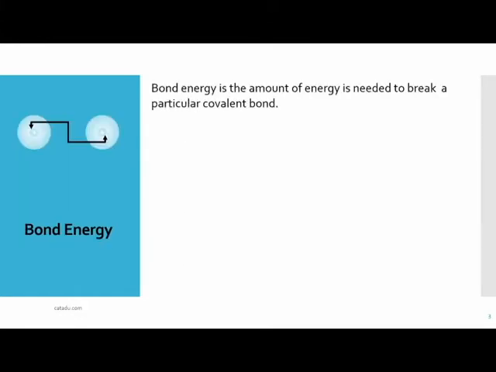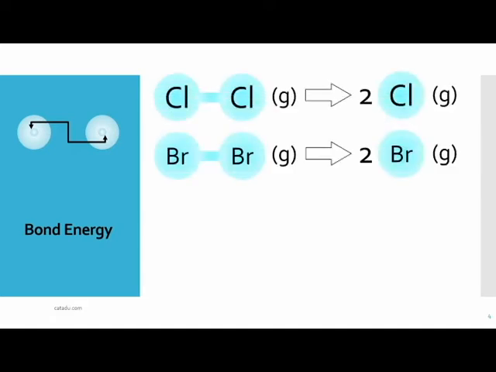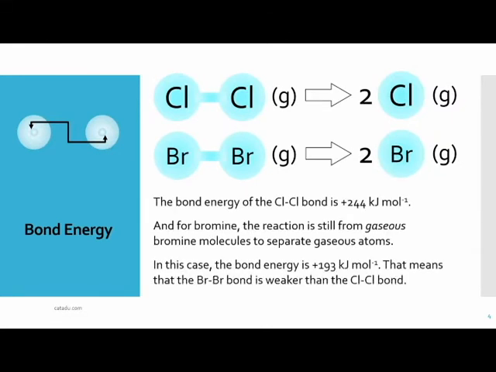Bond energy. Bond energy is the amount of energy needed to break a particular covalent bond. It is also called bond strength. For the hydrogen-hydrogen covalent bond, we need energy to break a gaseous hydrogen molecule into two hydrogen atoms. It is similar for chlorine and bromine, but if we compare, the bromine-bromine bond is weaker than the chlorine-chlorine bond because the distance between the two bromine atoms is greater.